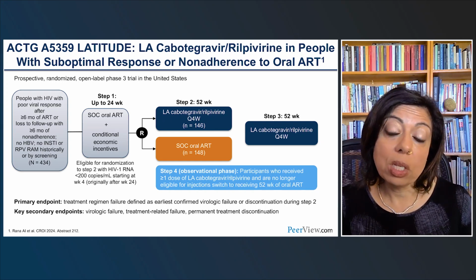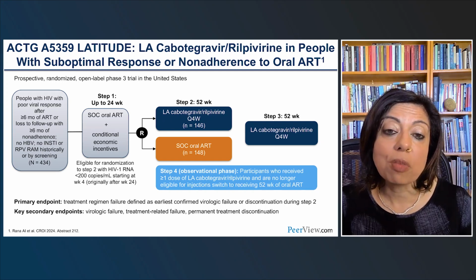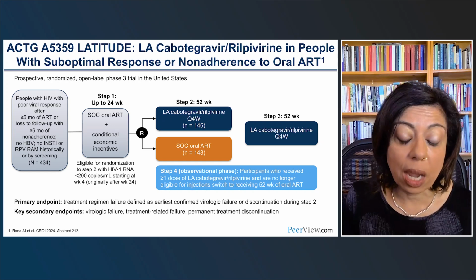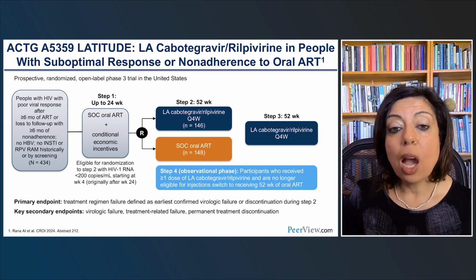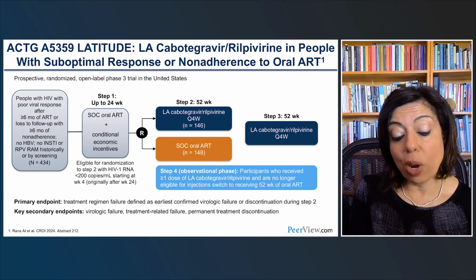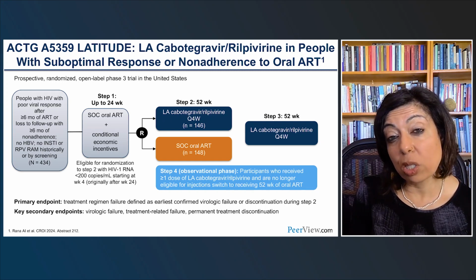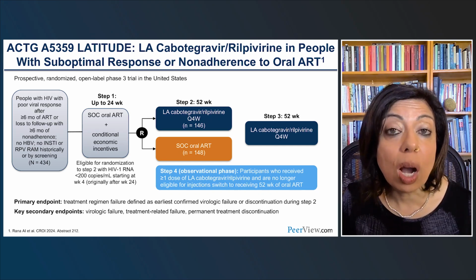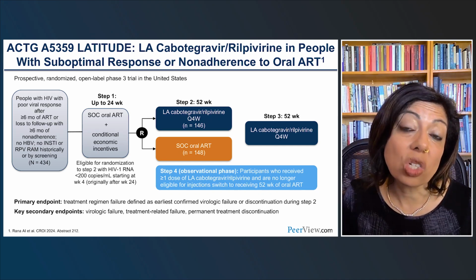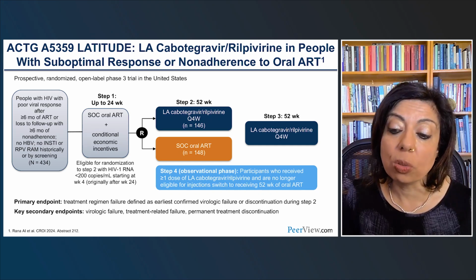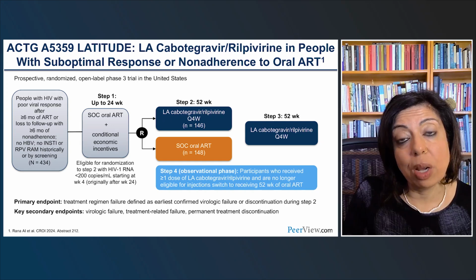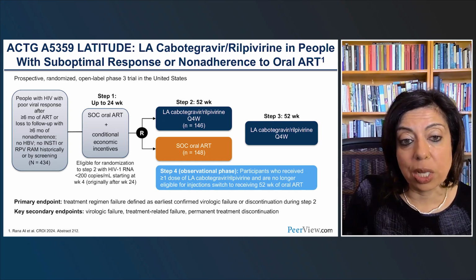This study actually had to be stopped early by the DSMB because of favorable outcomes, which I'll show you on the next slide, of the use of long-acting cab-ril in those with adherence challenges. I will make mention that even though everyone was supposed to be virologically suppressed on oral ART before going to step 2, 17% of patients who went to IM cab-ril were still actually viremic when they entered step 2 in that particular arm of the study, just because it was so hard to get patients virologically suppressed on oral ART.